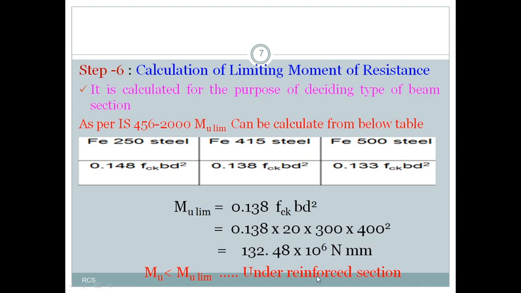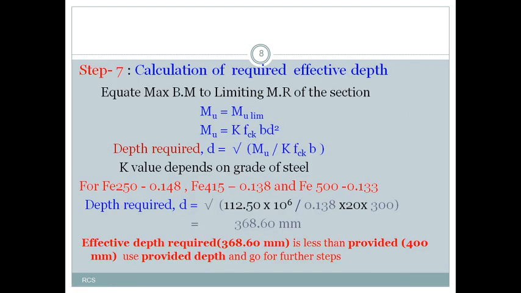So we have to calculate the moment of resistance of this particular section with respect to the tension zone, or steel. By knowing this Mu and Mu limit value, we have to calculate the required effective depth. The depth d equal to 400 is the assumed depth. Randomly we have chosen it, or based on the designer's experience. But now for a given dimension of a beam, what exact depth is required? That we have to calculate by equating the factored or maximum bending moment to the limiting moment of resistance of the section, that is Mu equal to Mu limit.